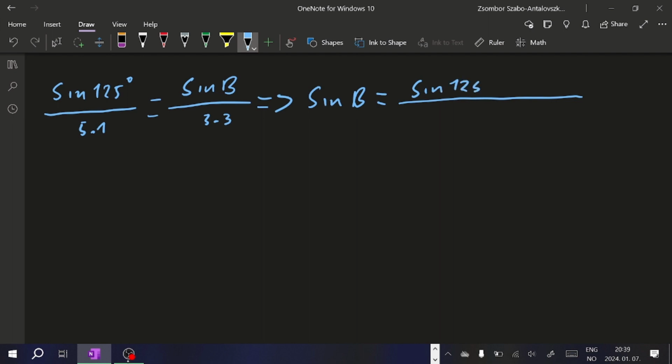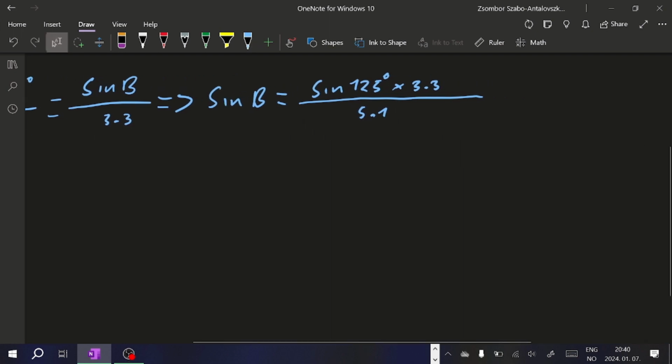So we can rearrange this a little bit, and we will get sine 125 degrees times 3.3 divided by 5.1. Now you can get your calculator, and calculate sine 125 times 3.3 and divide this entire thing by 5.1. And that's going to give you 0.53.